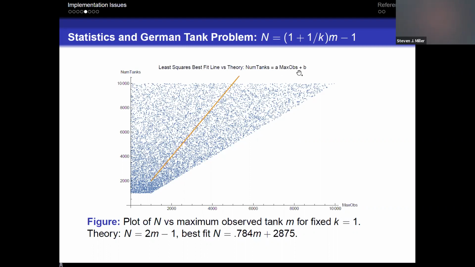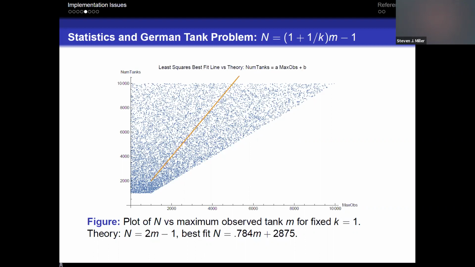And this number b might also depend on k. We want to see how the number of tanks varies as a function of the maximum observed serial number for a fixed number of tanks. So we're doing k equals 1. The theory predicts n should be 2m minus 1. And the best fit value we get is this strange absurdity: n is 0.784m plus 2,875.